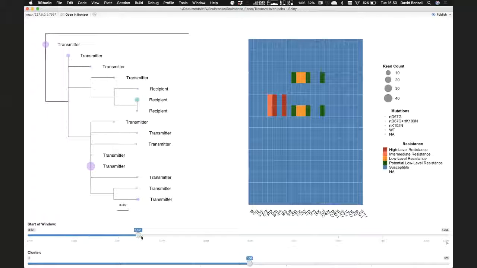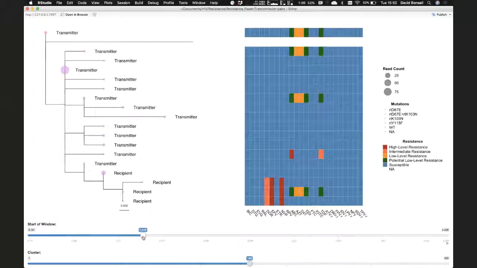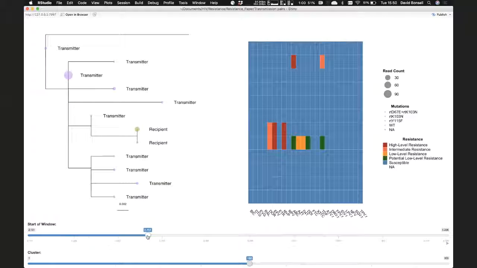If we scan across, we can get a feel for what the pattern of drug resistance was. It's difficult, of course, because you have to look at each window individually, and we're developing methods to summarize the information you see across. But maybe you get the suspicion that it was a D67E mutation that was inherited from the transmitter, because we also see that in the recipient, and then you end up with more mutations that seem to arise within the recipient, and a kind of spread of drug resistance.